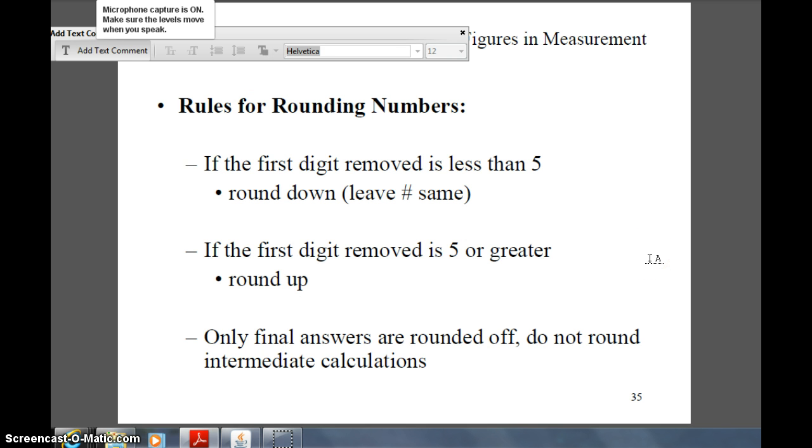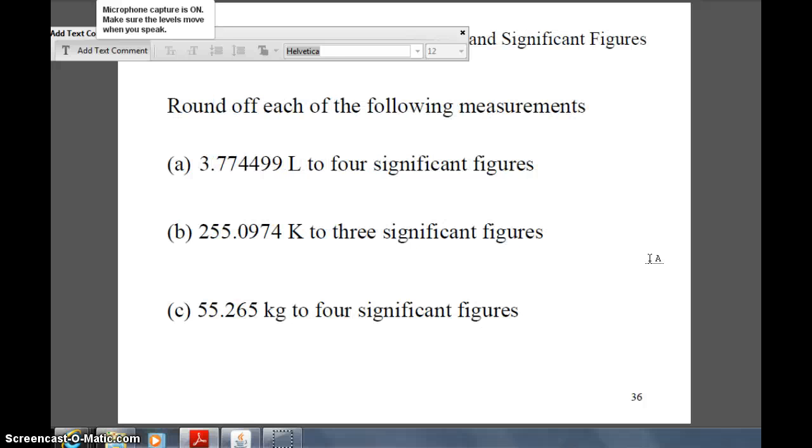And that's what I'm going to review very quickly, which is the rules to round up and round down. Whenever you have the first digit that needs to be removed, if it is more than 5, then you round up, and if it is less than 5, then you round down. What that means is that you leave that number as is. So please realize that you are only supposed to round off the final numbers. You do not round off any intermediate calculations.